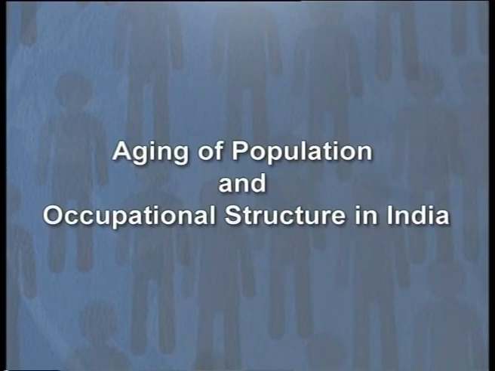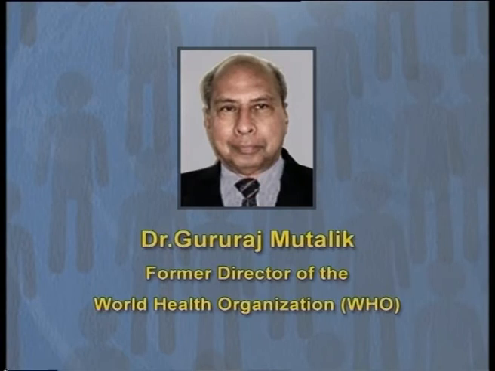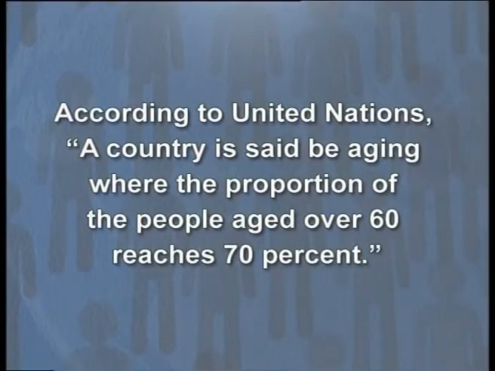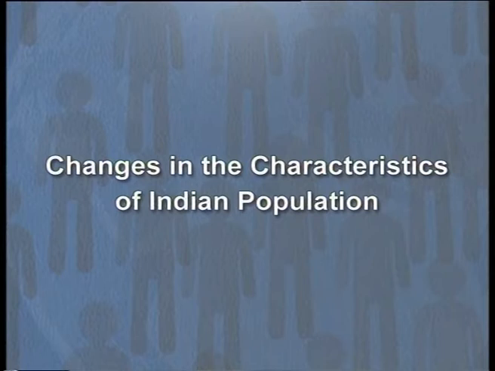In this section, let us understand aging of population and the occupational structure in India. In the words of former director of World Health Organization, Guru Raj, the aging of population issues and concerns are an emerging worldwide challenge in the 21st century and need to be addressed on a priority basis. Now, what are the major issues concerning this? We'll have to look into this. According to the United Nations, a country is said to be aging where the proportion of people over 60 reaches 70%. With this basic introduction, let's move on to understand the change in the characteristics of Indian population.